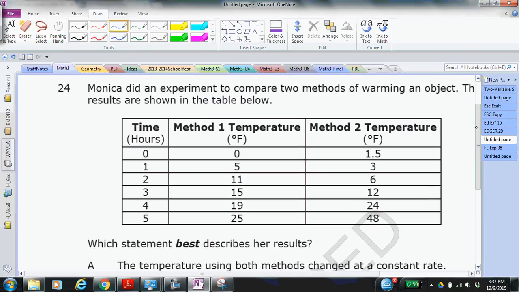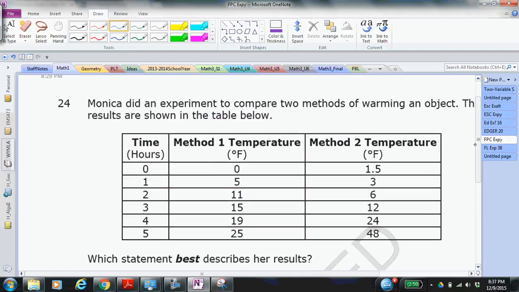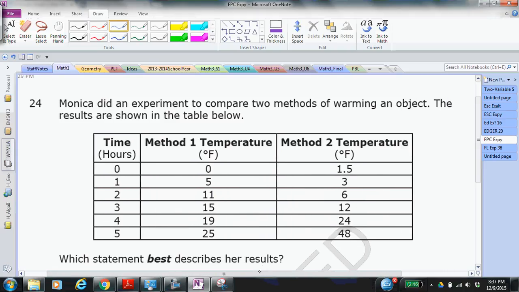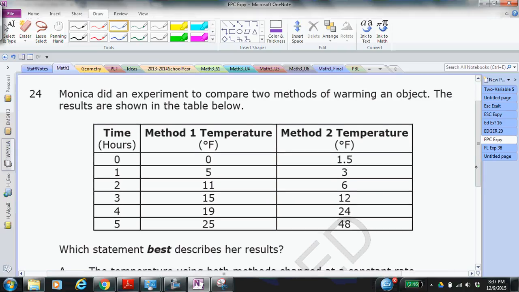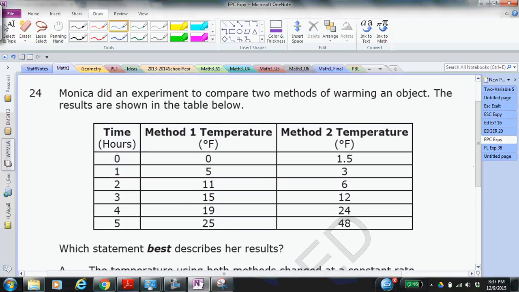And finally, Monica did an experiment to compare, well, not finally, we have a couple more left. Sorry, my wife is distracting me by making sad faces, because I'm in the TV room blocking her from watching HGTV.